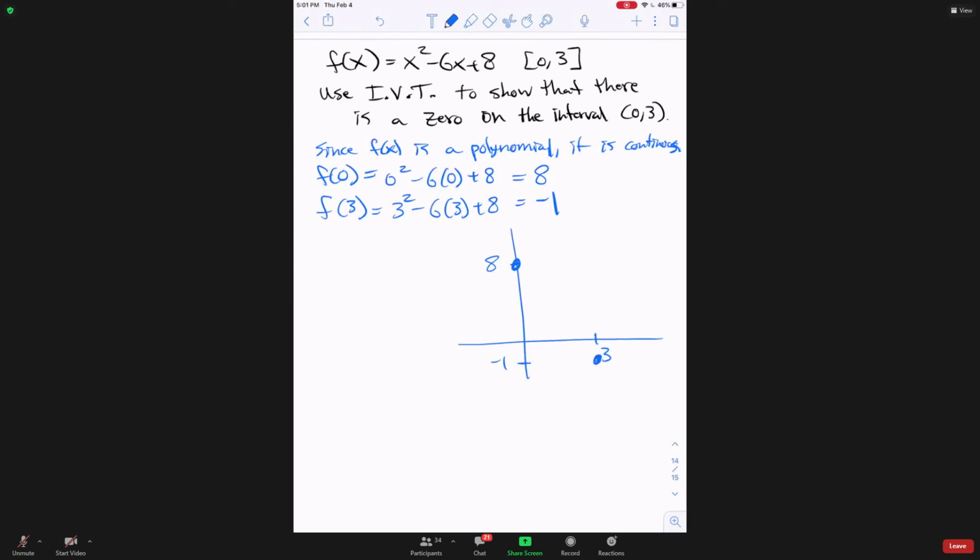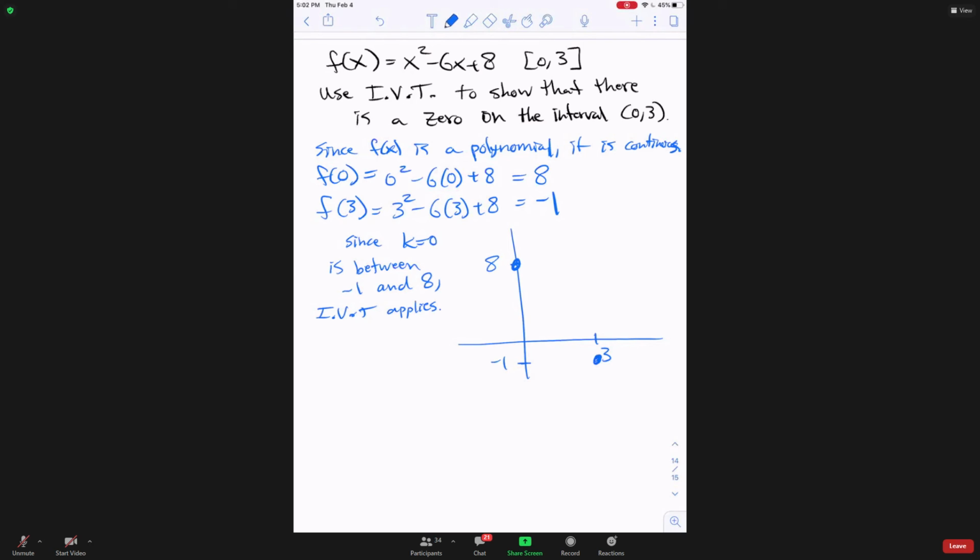So since k equals 0 is between negative 1 and 8, the intermediate value theorem applies. So by the intermediate value theorem, I can tell you that there has to be a 0 between 0 and 3. There has to be a c value between 0 and 3 such that f of c equals 0.